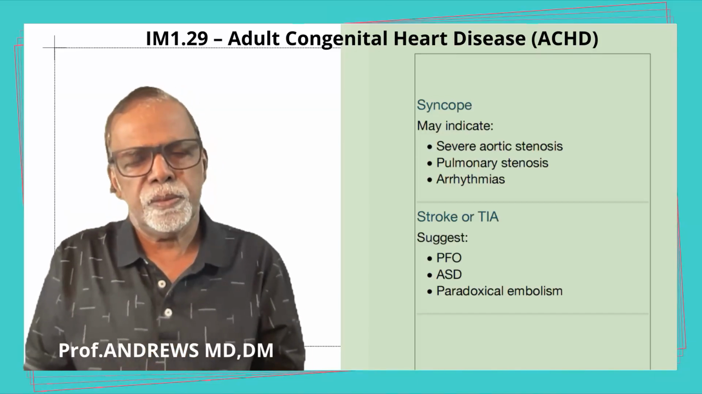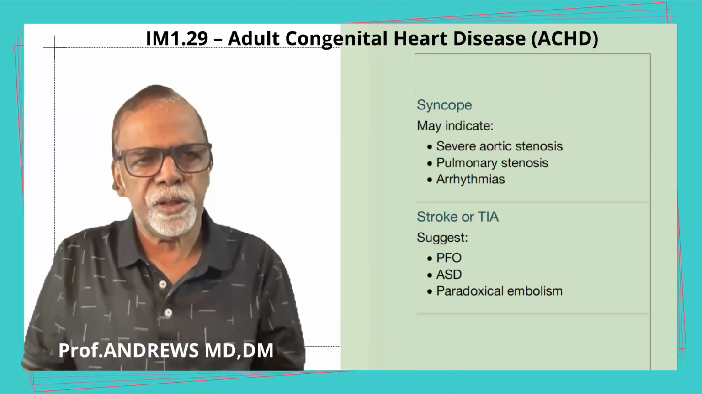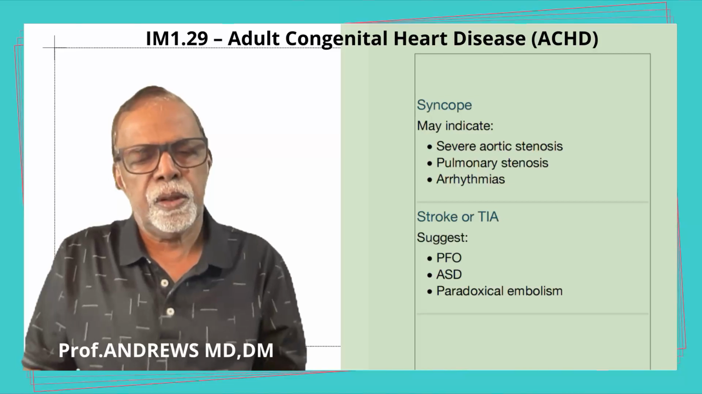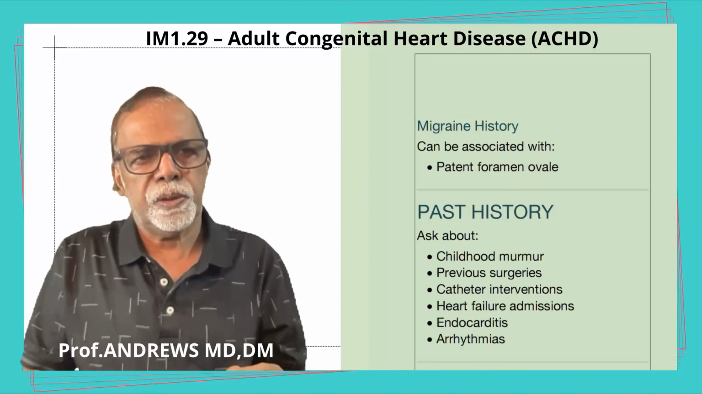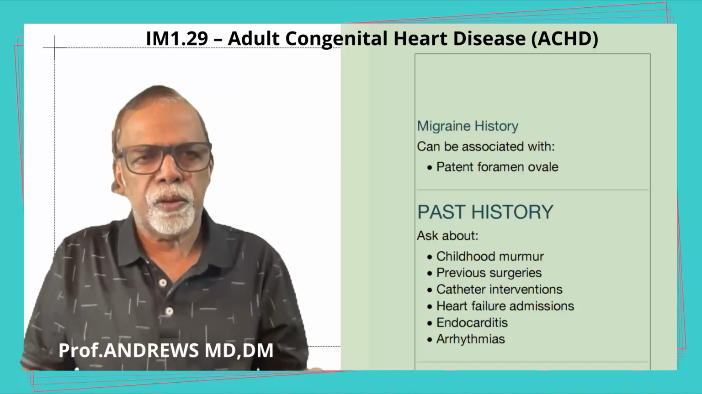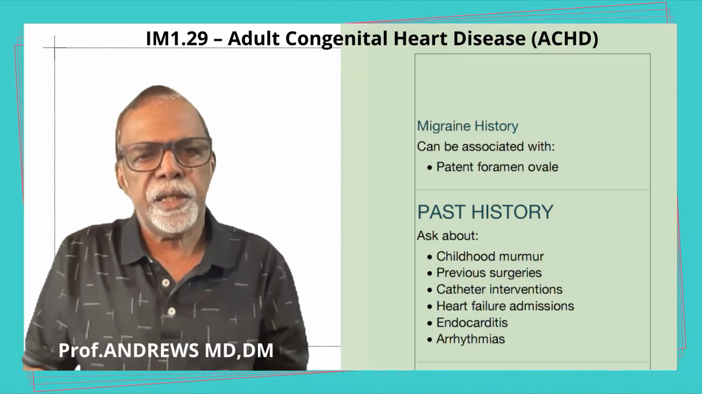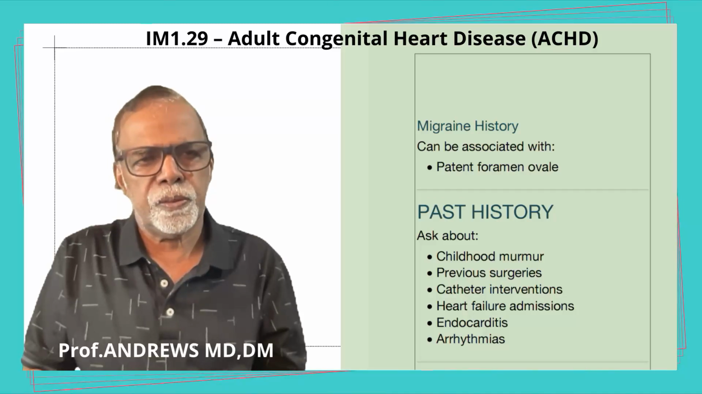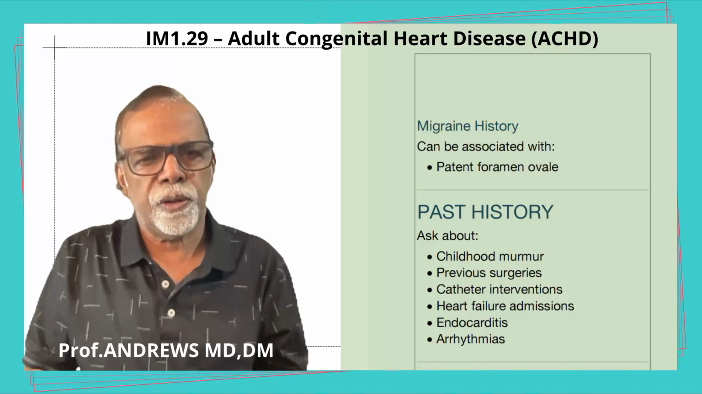Syncope is very common. This may indicate severe aortic stenosis, pulmonary hypertension, development of arrhythmias. Patients can present with a stroke, and in such conditions, stroke or TIA, remember PFO, patent foramen ovale, right to left shunt, paradoxical embolism. And the migraine history should be looked for because the patent foramen ovale, PFO, is common in patients with migraine.